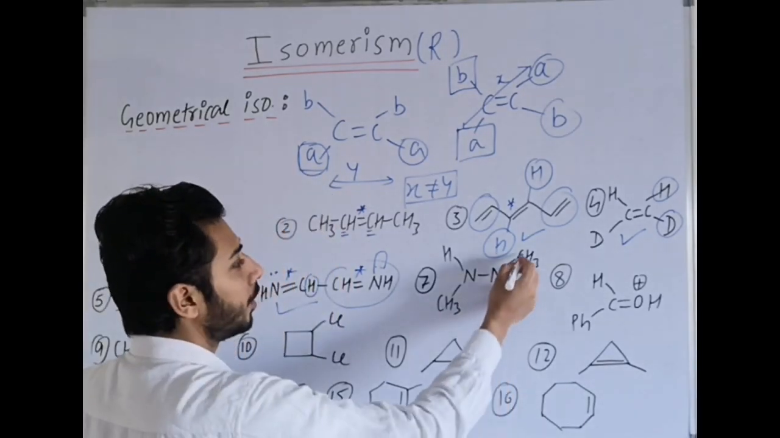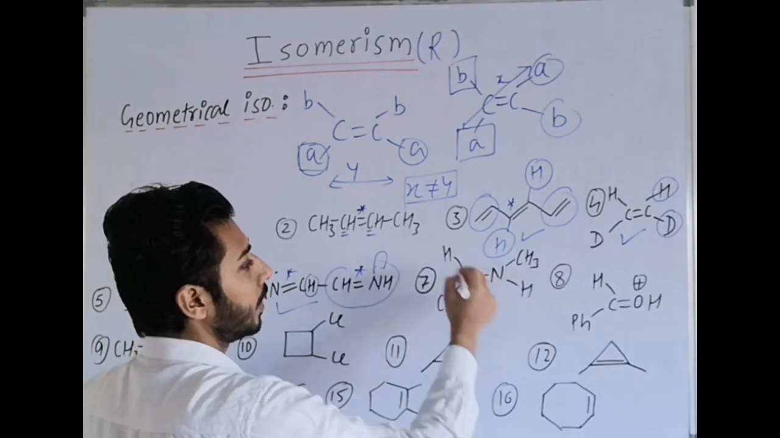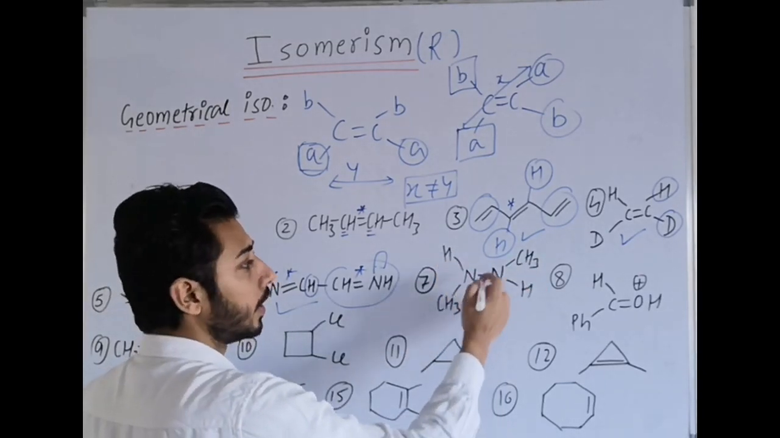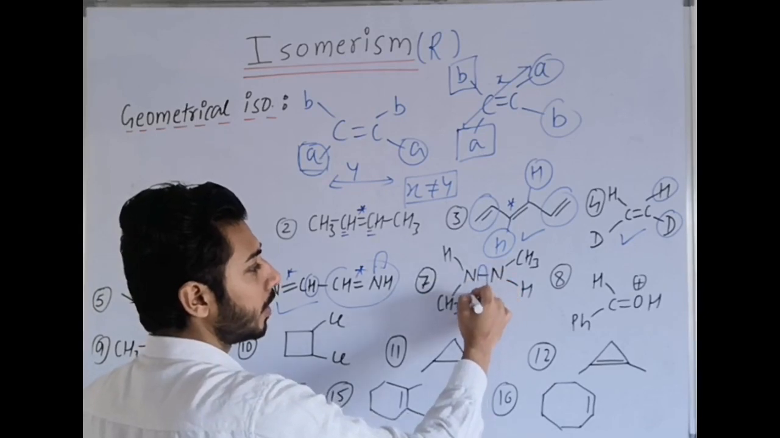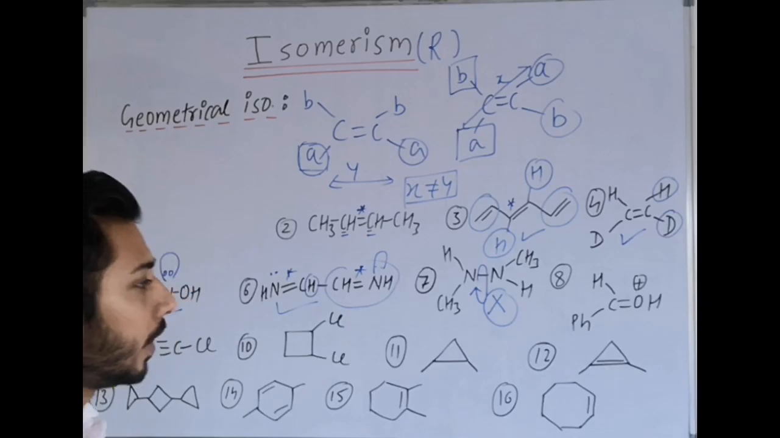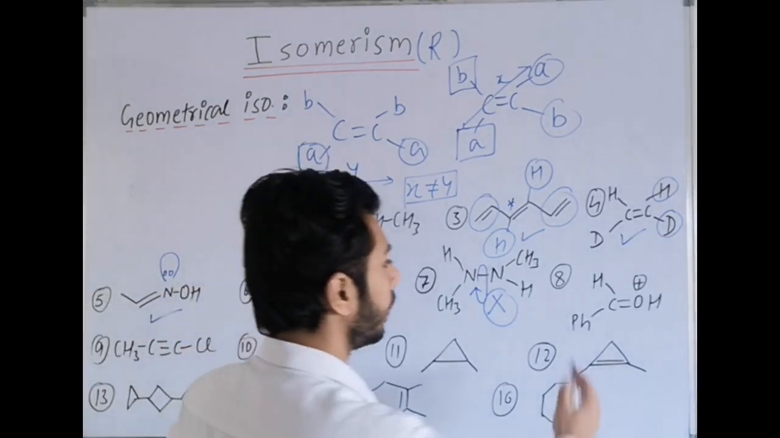7th question. In 7th, two different groups are there on nitrogen, CH3H, HCH3. On each nitrogen there are two different groups, but there is no restricted rotation, there is a free rotation, so it will not participate in geometrical isomerism.